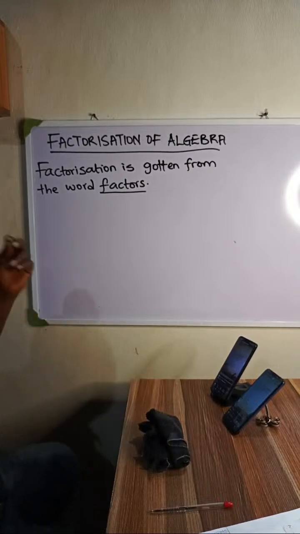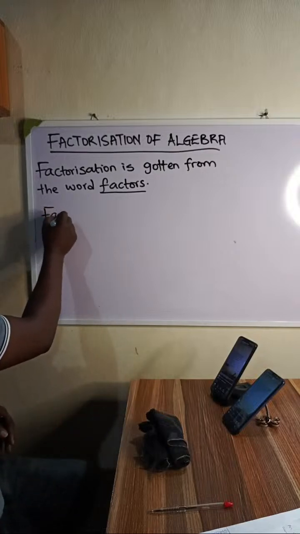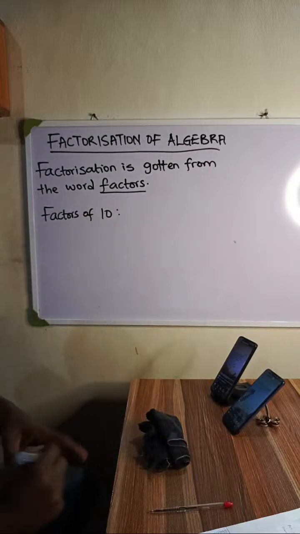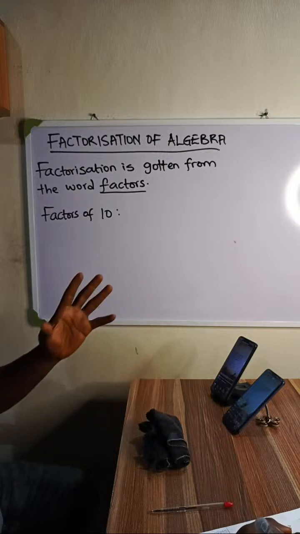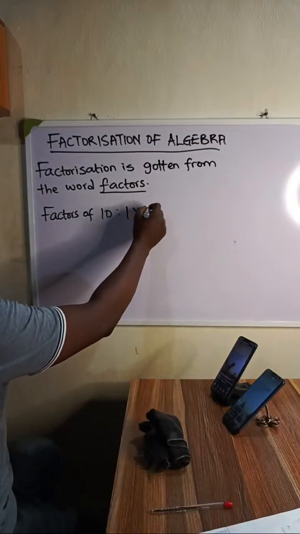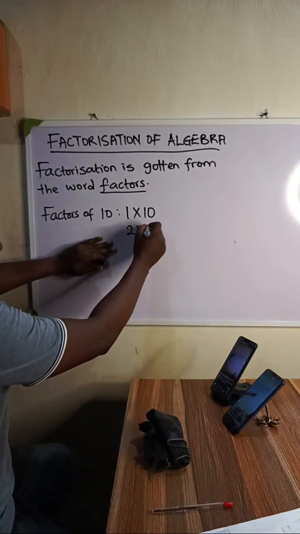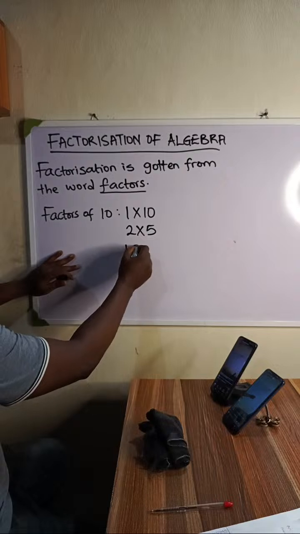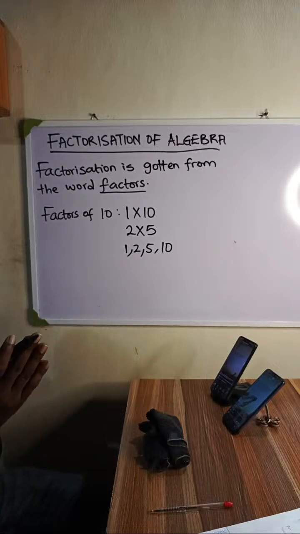So if you want to find the factors of 10, factors of 10 are the numbers that can divide 10 without leaving a remainder. So starting from the smallest factor of 10, which is 1, we have 1 times 10. This will give us 10. We also have 2 times 5. This will give us 10. So this means the factors of 10 are 1, 2, 5, and 10. So all these numbers are factors of 10.